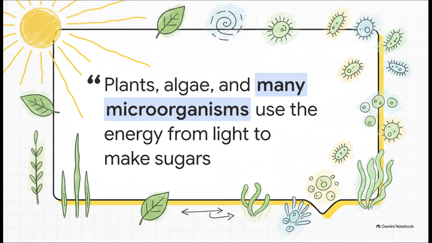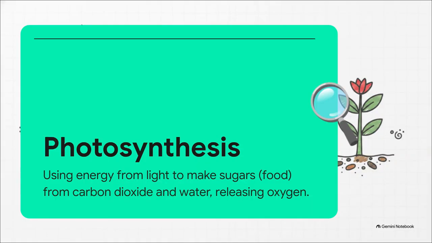In fact, phytoplankton, those tiny microscopic organisms just drifting out on our oceans, they're responsible for generating a huge chunk of the oxygen you and I breathe every single day. So that completely shatters the idea that land plants hold some sort of monopoly on making food from sunlight. Now, the technical definition here is photosynthesis, the process of using energy from light to make sugars, which act as food, from carbon dioxide and water, while releasing oxygen.